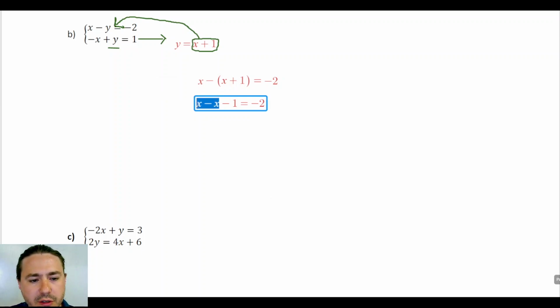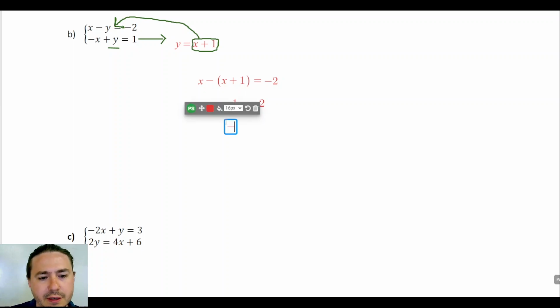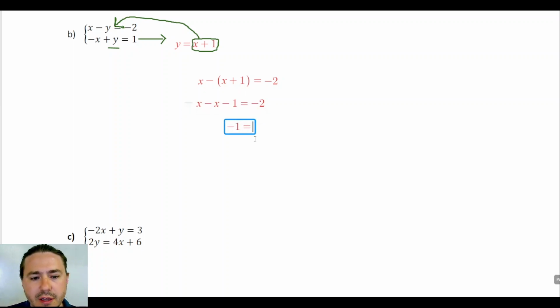And then, okay, so look at here. So the x minus x is going to just cancel out, it'll be 0. And we're left with the statement negative 1 equals negative 2, which is obviously false, right? Negative 1 doesn't equal negative 2.